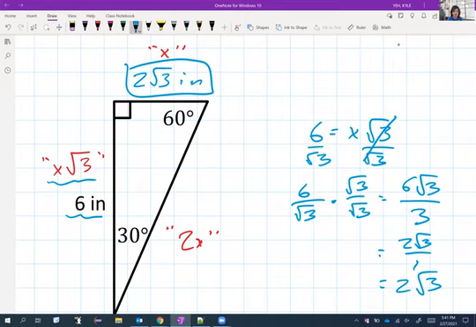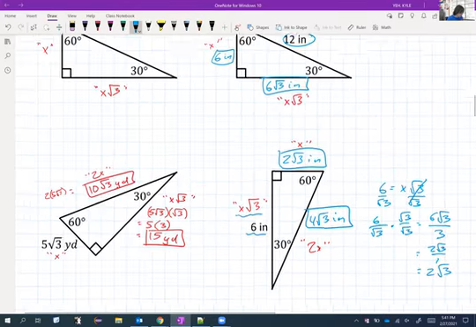My shortest leg. And then my hypotenuse is double that. Well, what's double 2 root 3? 4 root 3. 4 root 3 inches. So this is how we can start with one side length and find the other two pretty easily with these special right triangles, okay?